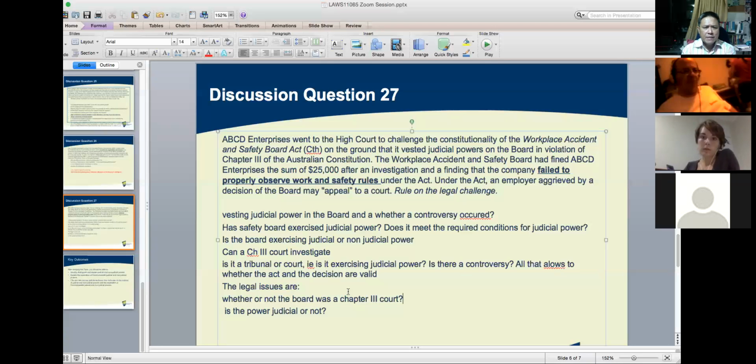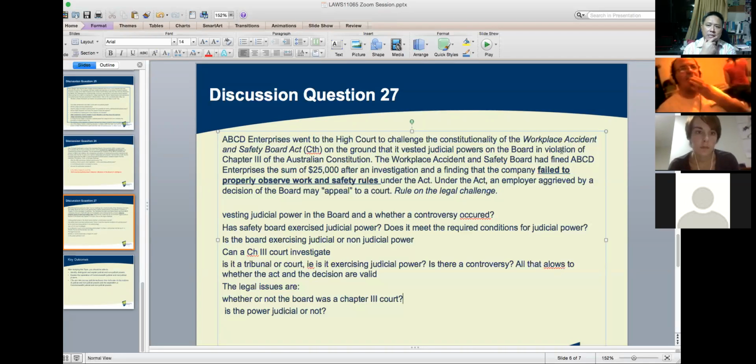Now, the basic question is, is this board a Chapter 3 court or not? What's the answer there? Is that a Chapter 3 court? No is the answer for most. Why not? Can I get the answers now? Why isn't it a Chapter 3 court? What's our basis? Some are saying that because there is no actual controversy, it can't be a Chapter 3 court. Okay, go on. Enacted by an act of Parliament, Patrick.